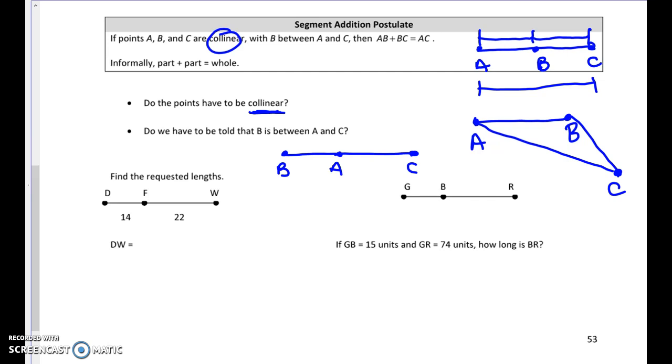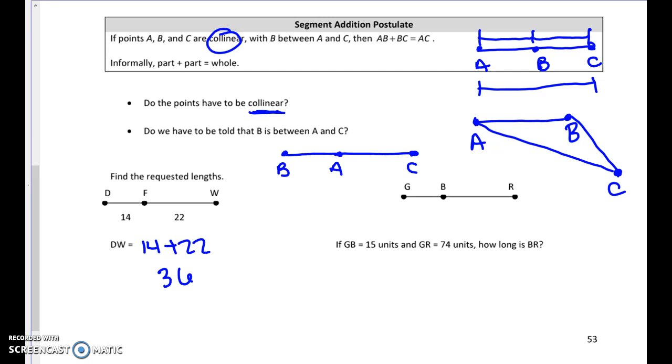So let's take a look at some examples. Here I'm told that DF is 14 and FW is 22. DW must be part plus part. 14 plus 22, which gets me 36. Now let's take a look at the next one.